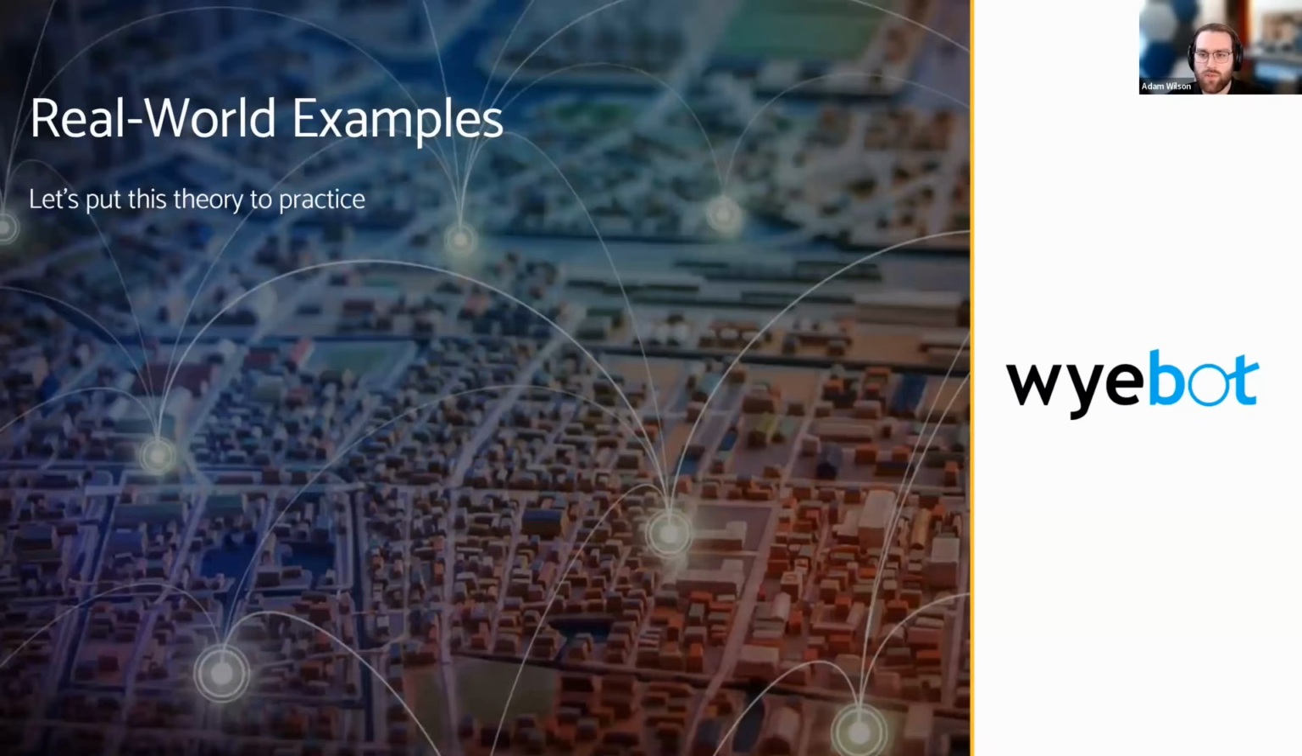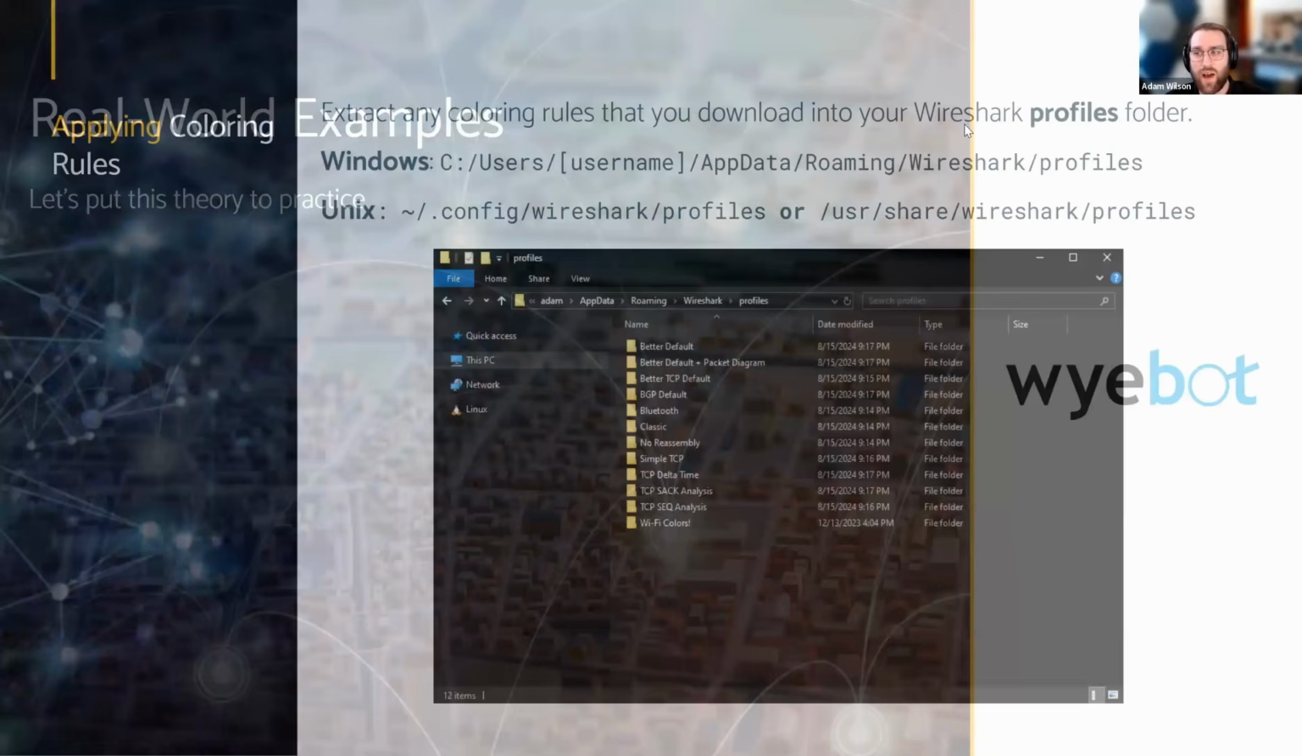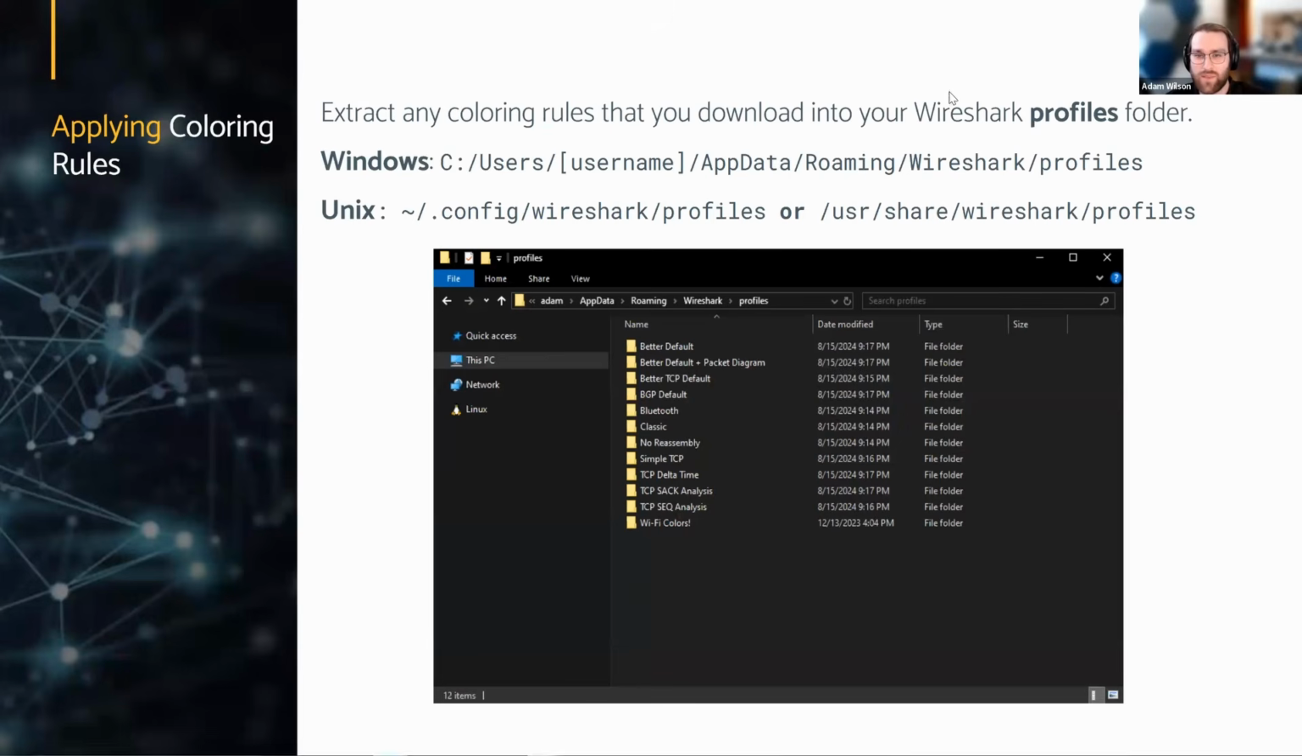Yeah, so I'm going to go ahead and start sharing my screen here. We've talked about a lot so far, using different filters to look at different things, using coloring rules, but let's actually put some of that theory to practice and look at some real packet captures. Before we start diving in, I do want to explain how you apply those coloring rules to begin with.